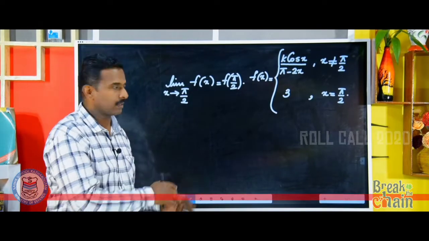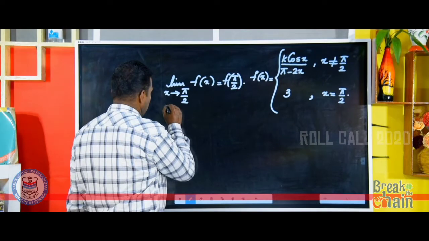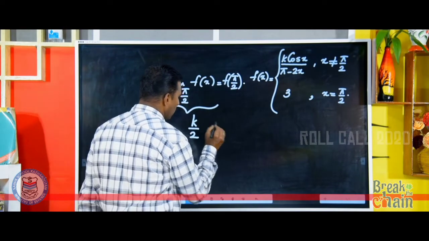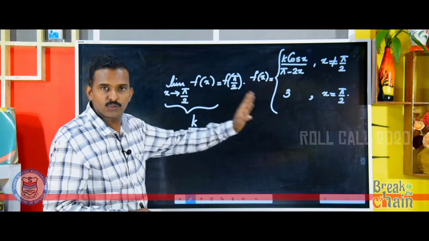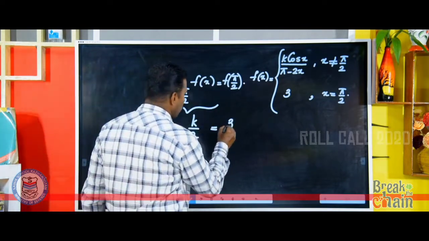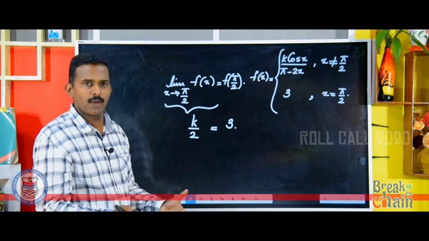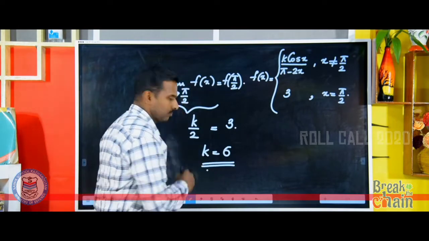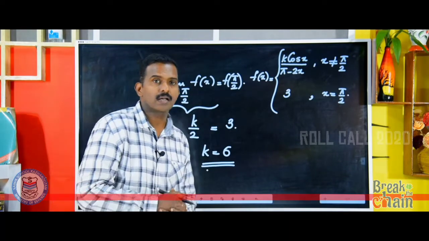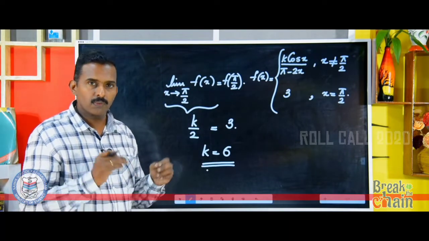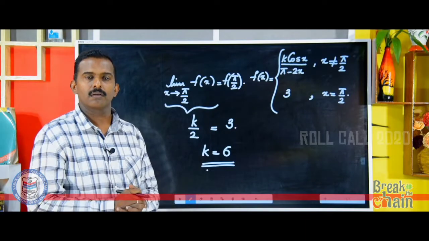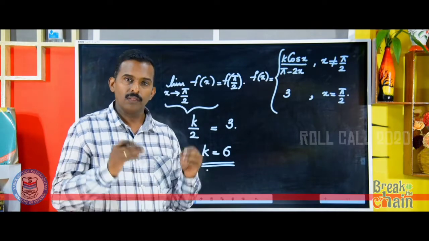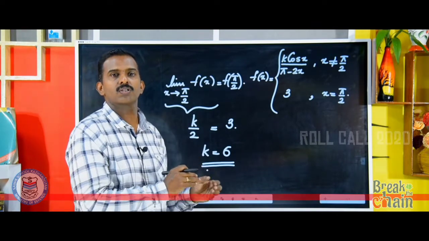Therefore substituting back, k by 2 equal to, what is the function value? 3. Therefore function value 3, and that is a step. What is the k value? K is equal to 6. In fact such questions are asked for objective exams. Given a function is continuous at a point. Now what you have to apply is the basic definition of continuity at a point. The limit value is equal to the function value.